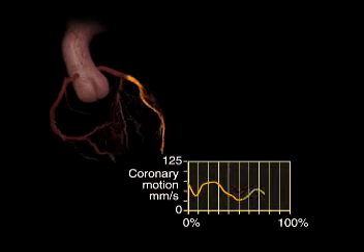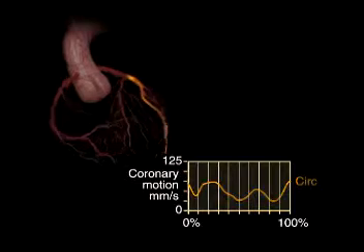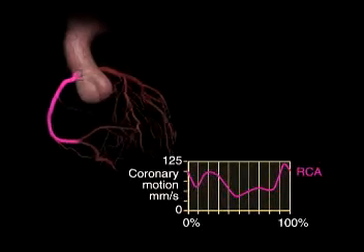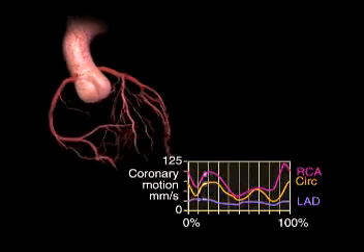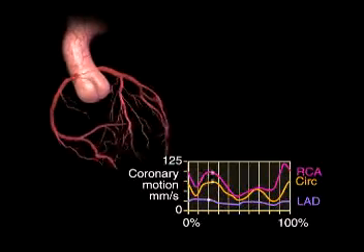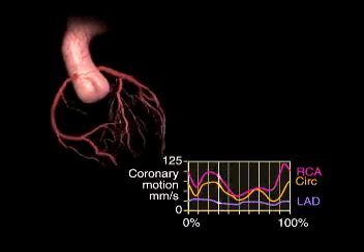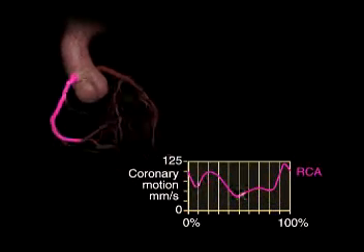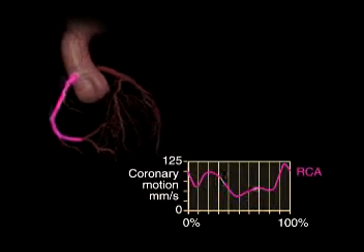The circumflex moves faster, and the RCA is the fastest. The graph now illustrates the velocity of all of the coronary arteries throughout the period of one complete heartbeat. The coronary artery with the greatest amount of motion and therefore the hardest to image is the RCA.